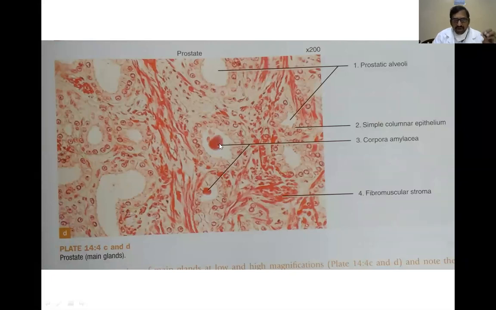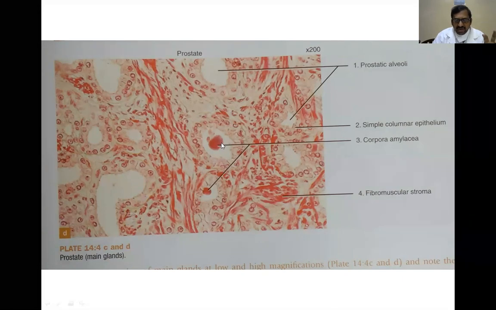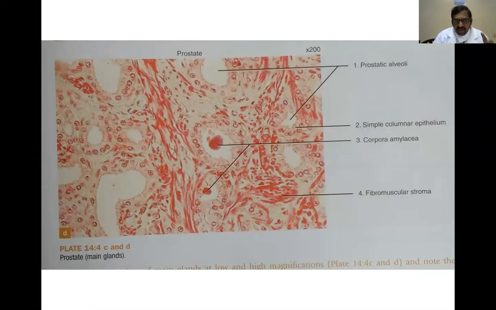If you receive a prostate gland slide, you must write two most important points. One is the presence of corpora amylacea or prostatic concretions, and number two is fibromuscular stroma. The alveoli are lined by simple columnar epithelium. These are very important characteristic features of the histology of the prostate gland.